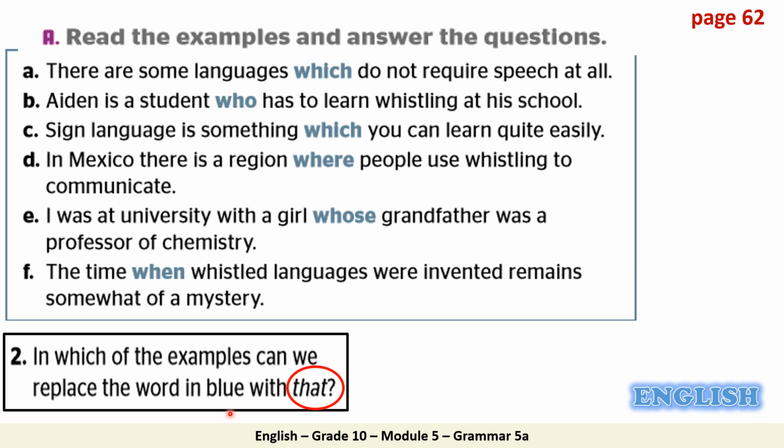Let's check your understanding. The first one we have is "which." Excellent. So we can say there are some languages that do not require speech at all. What else? Wonderful. "Who." Aiden is a student who has to learn whistling at his school. And since we chose "which" here, we will choose it again here and say sign language is something which you can learn quite easily. So the relative pronouns that we can use are "which" and "who."